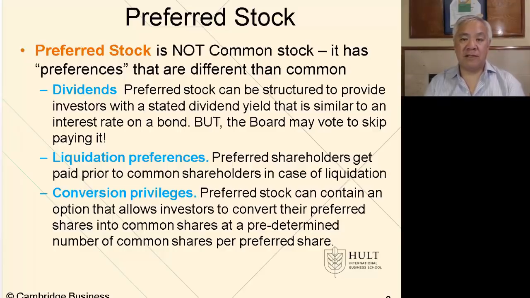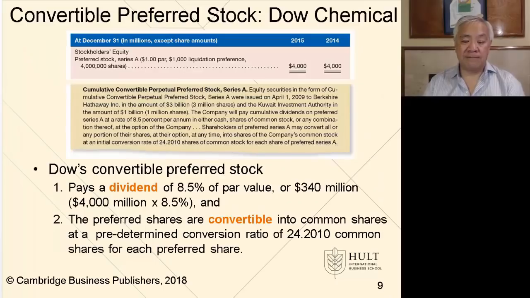Third are conversion privileges. This allows the holder of the preferred shares to convert from preferred stock to common stock at a pre-specified ratio of how many common shares do you get for every share of preferred you have. Those are common provisions for preferred stock. Next, we'll look at an example of Dow Chemical. Since they have preferred stock, you'll recall J&J has authorized them but never issued them.